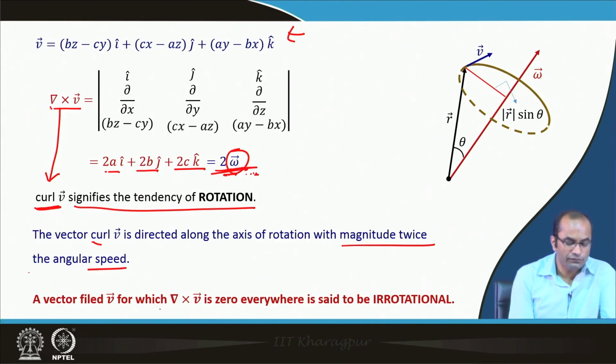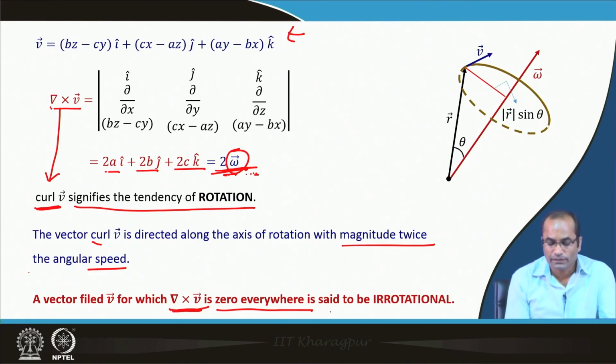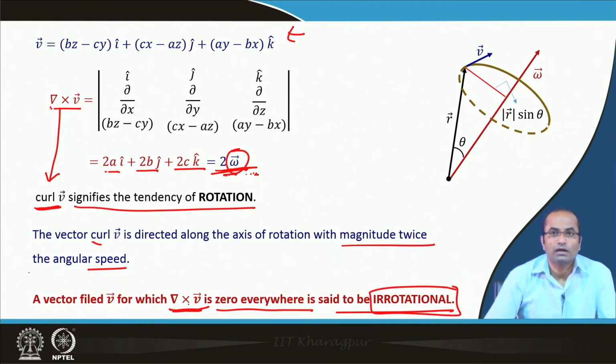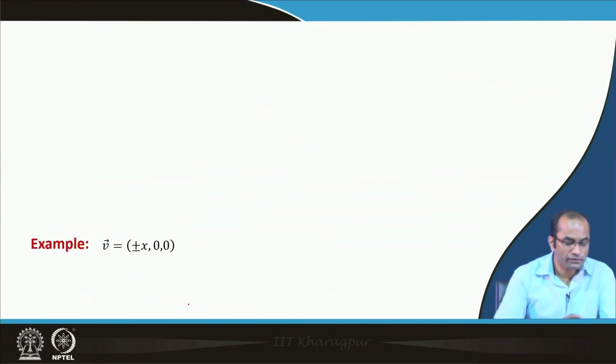A vector field v for which this curl is 0 everywhere is said to be irrotational. That is the term we use normally: it is irrotational if this is 0. If this is not 0, then the fluid has a tendency of rotation, whether clockwise or anti-clockwise depends on the situation there.